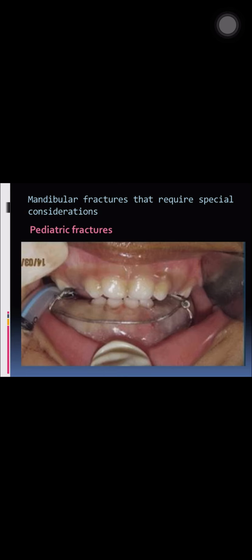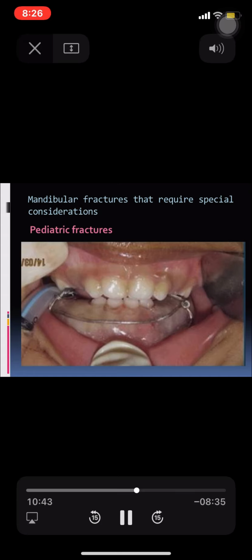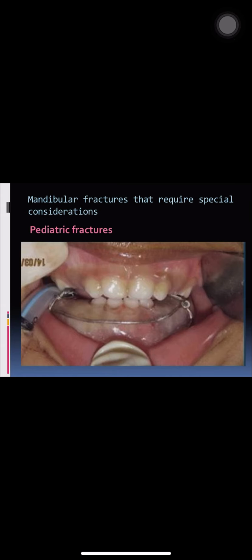Prolonged follow-up is required in order to be sure that there are no long-term effects on both mandibular growth and the normal development of the permanent dentition.